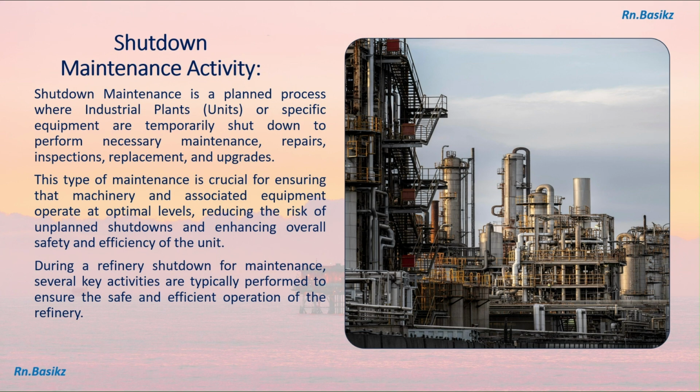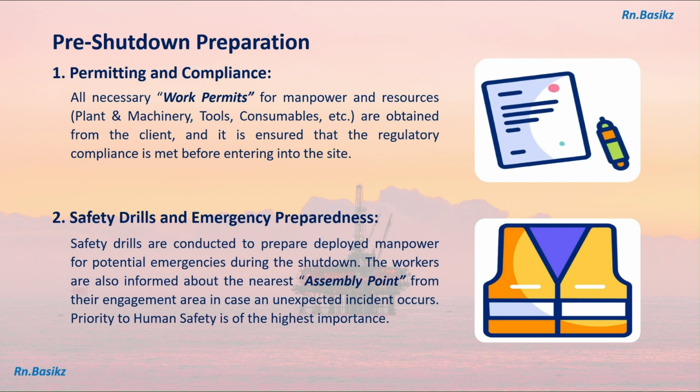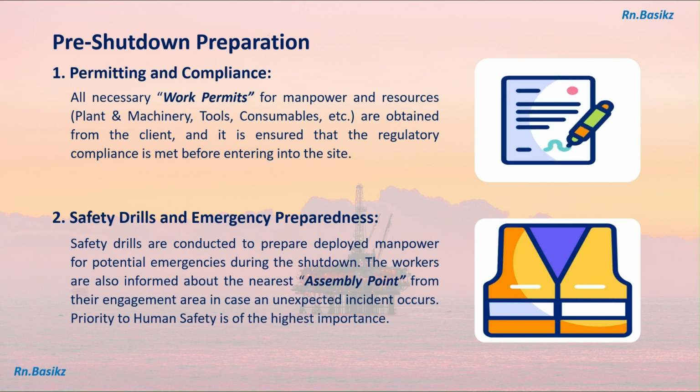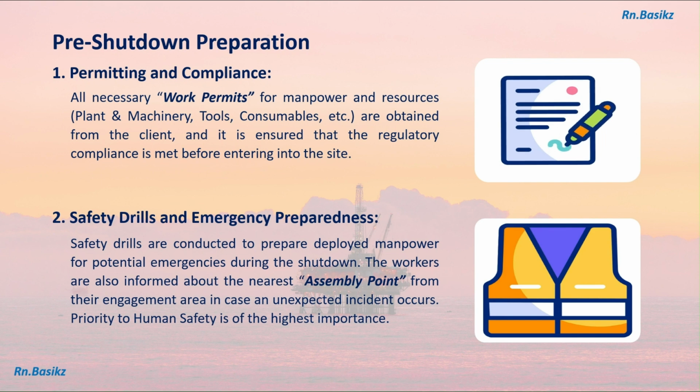During a refinery shutdown for maintenance, several key activities are typically performed to ensure the safe and efficient operation of the refinery. Pre-shutdown preparation. Permitting and compliance part. All necessary work permits for manpower and resources are obtained from the client, and it is ensured that the regulatory compliance is met before entering into the site.